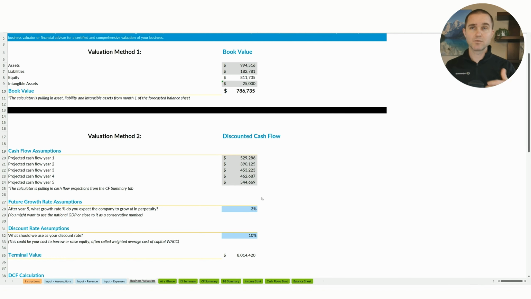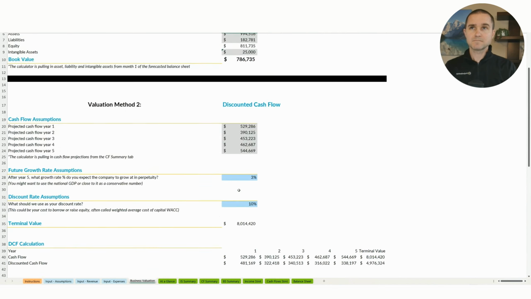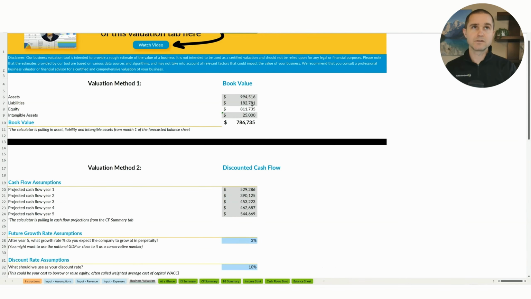What it allows you to do is put in historical financial information for an existing business. So historical revenue, historical expenses, and then project going forward. And with that, it'll allow you to create 5 years of projections, as well as allow you to create this valuation based on 3 different methods. So the three methods we're going to typically use are a book value, a discounted cash flow, and a multiple of earnings method. Let me just walk through those real quick.